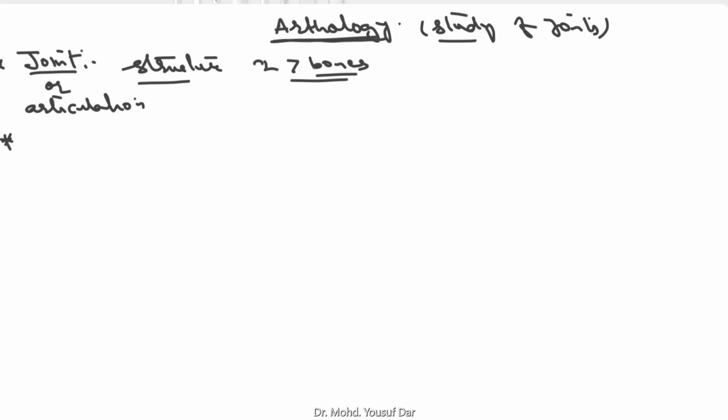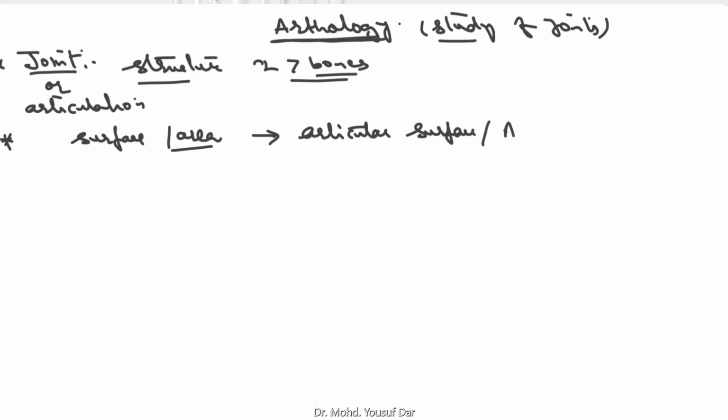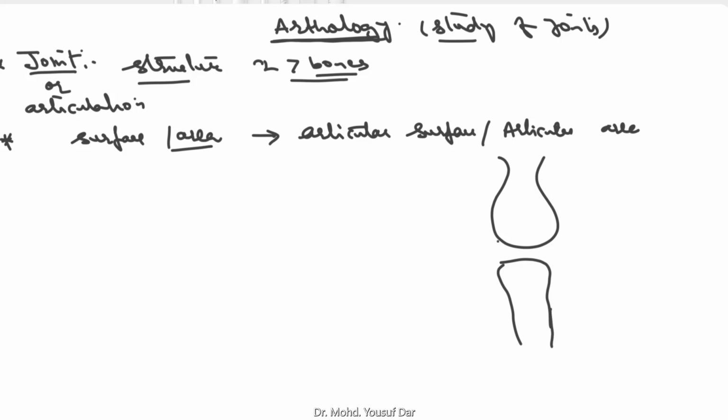So when a joint is formed between two or more bones, the surface or the area that comes in contact with each other is known as the articular surface or articular area. For example, if suppose this is a joint, this area that comes in contact with each other during the formation of the joint is known as the articular surface.